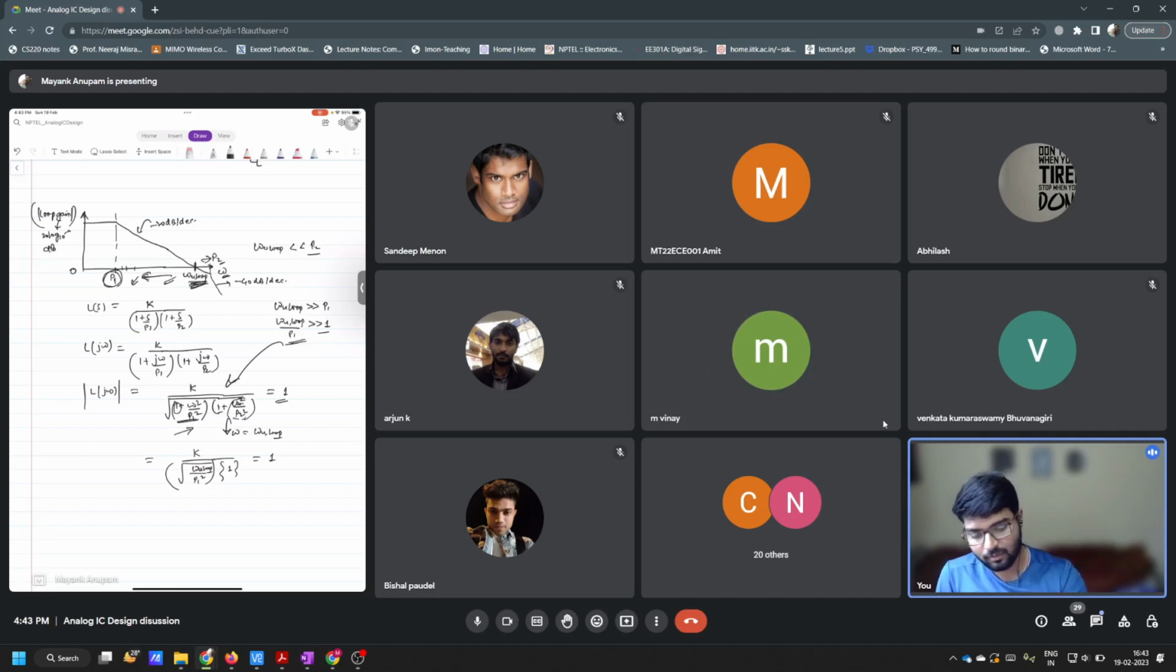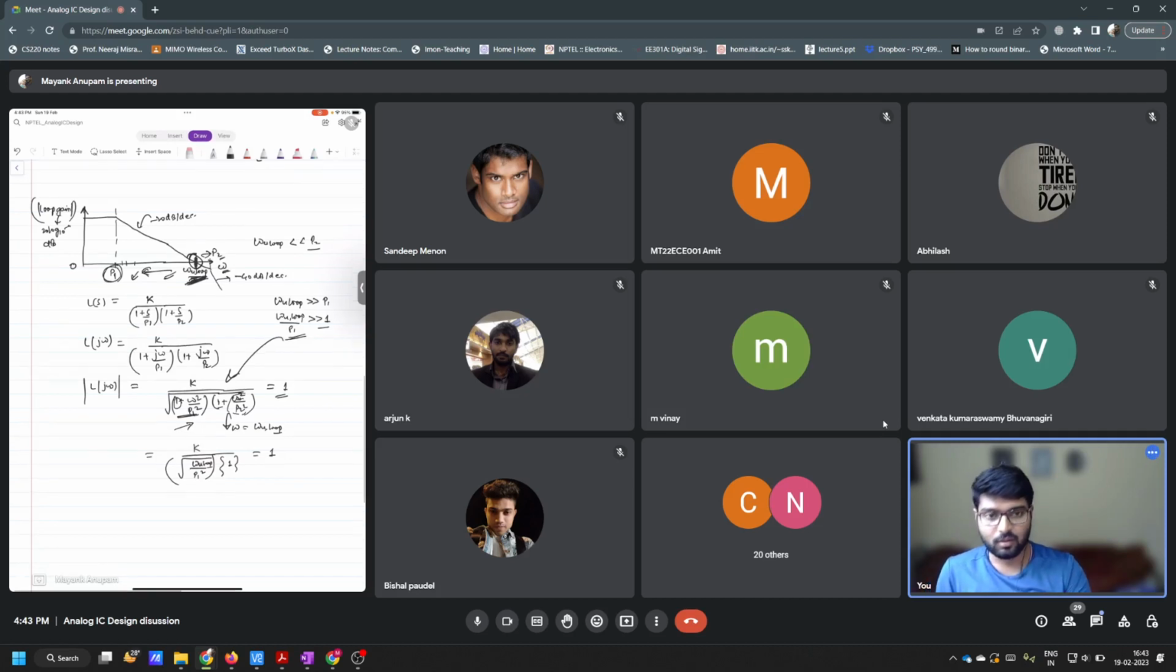So unity gain bandwidth means the frequency at which the loop gain magnitude becomes equal to 1. So this place here is the unity gain bandwidth. And this is the minus 3 dB bandwidth, this P1 here.